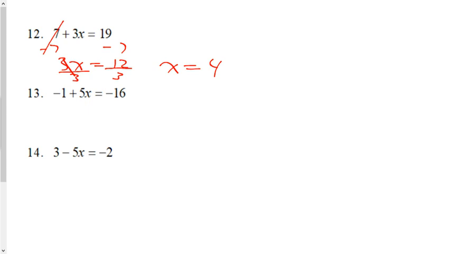Padme, what's the constant in question 13? Negative 1. So add 1 to both sides. 5x equals negative 15. Divide by the coefficient, and x equals negative 3.